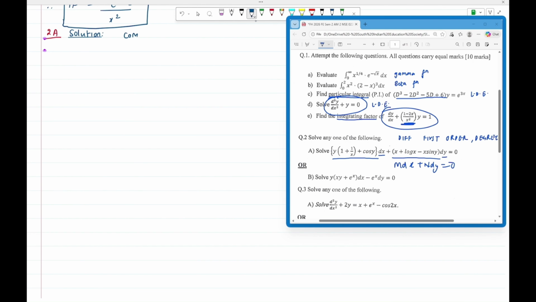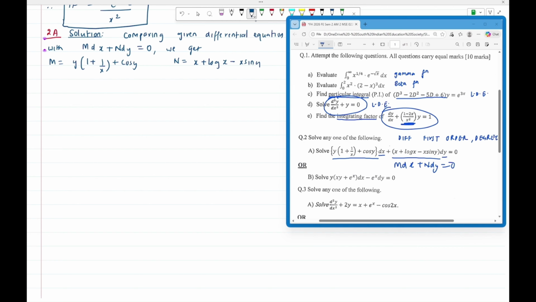So comparing the given differential equation with m times dx plus n times dy is equal to 0, we get that the value of m is y times (1 plus 1 over x) plus cos of y, while the value of n is x plus log of x minus x times sine of y.